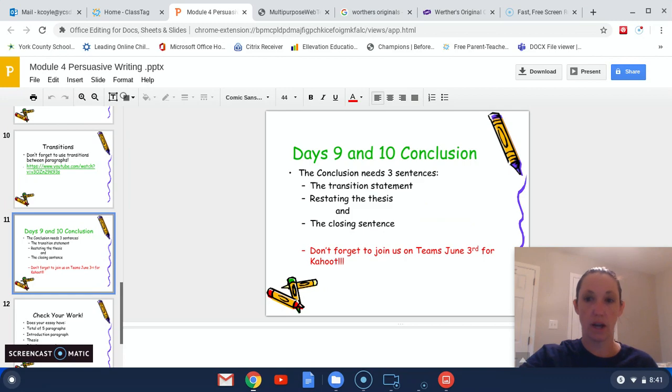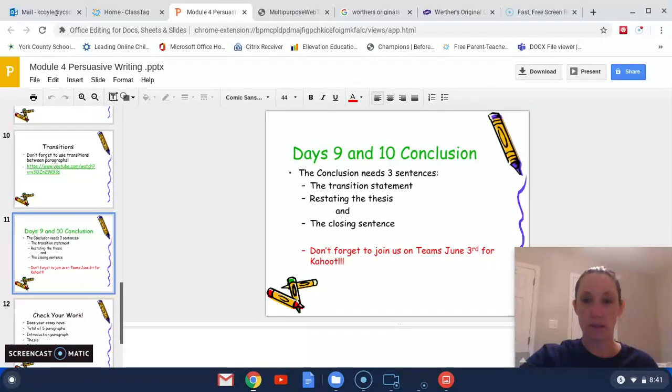Now, we've done our introduction, our thesis, we've written our body paragraphs, and on days 9 and 10, we're going to write our conclusion. You need to have a transition sentence there for the first part of the conclusion, and then you restate the thesis.